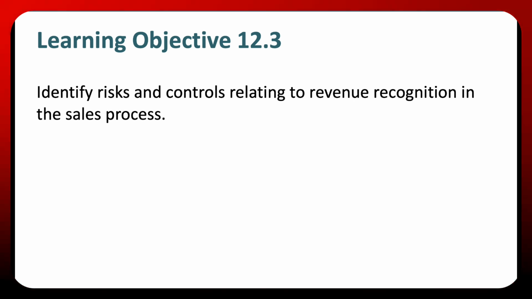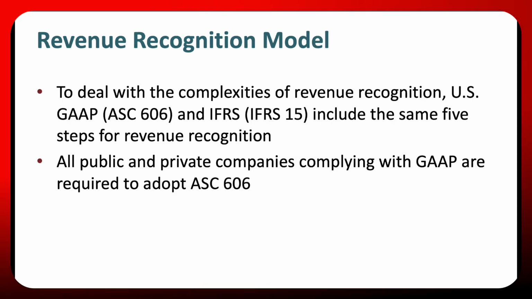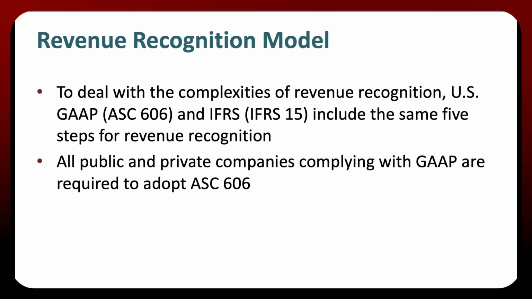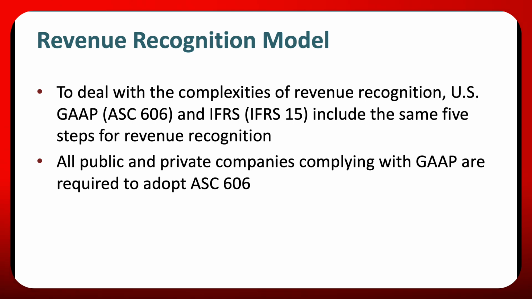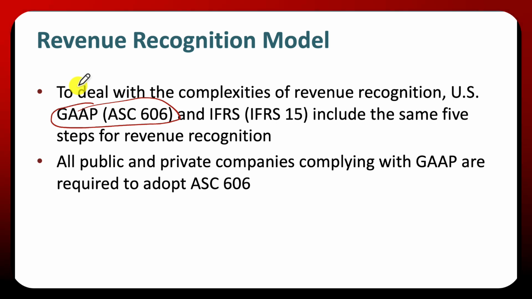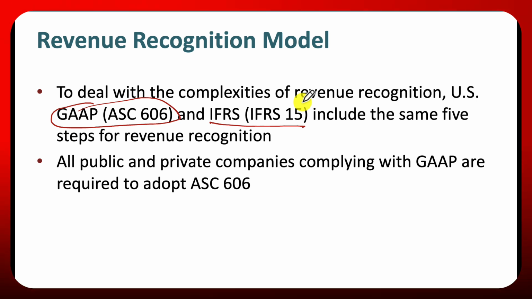Now we're going to move our attention to risks and controls as they relate to revenue recognition in the sales process. The revenue recognition model. To deal with the complexities of revenue recognition, we have in US GAAP, the Accounting Standards Codification 606, and IFRS 15, International Financial Reporting Standards. And these both standards include the same 5 steps for revenue recognition. All public and private companies that are complying with GAAP are required to adopt ASC 606.